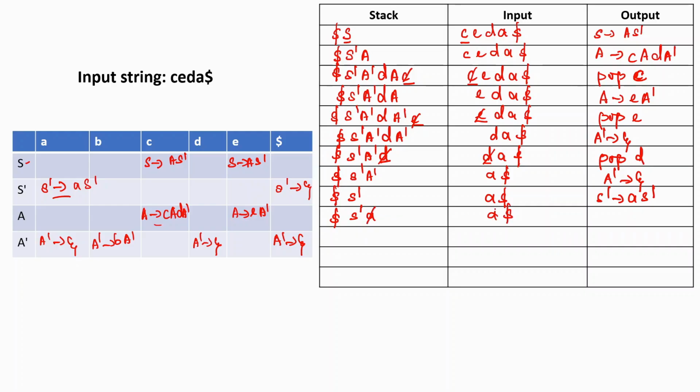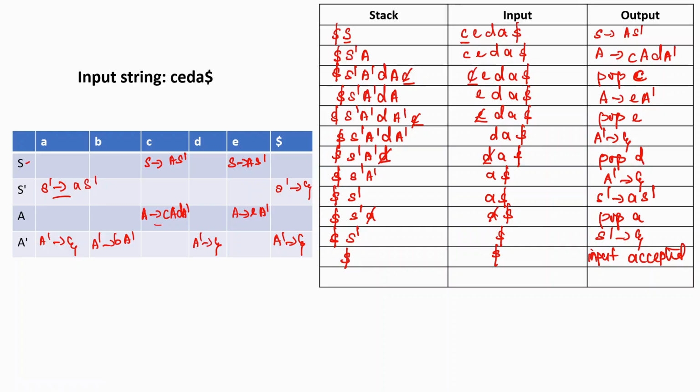Now the top of the stack and the input are both the same, so pop A. Finally we have S dash with the dollar symbol. Go with S dash and dollar symbol; it is empty, so S dash becomes empty. Inside the stack I also have the dollar symbol, and the input also has the dollar symbol. So my input string gets accepted. So this is the way the parsing works.